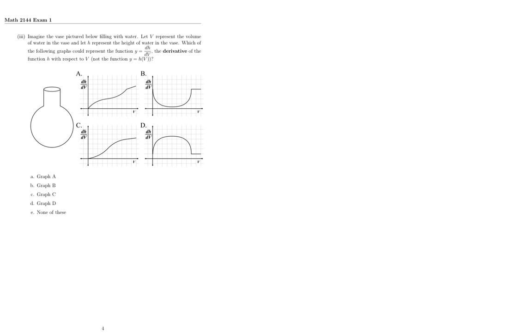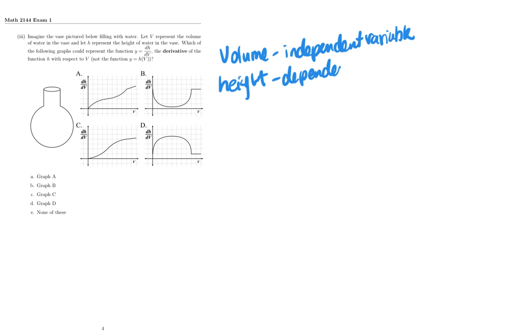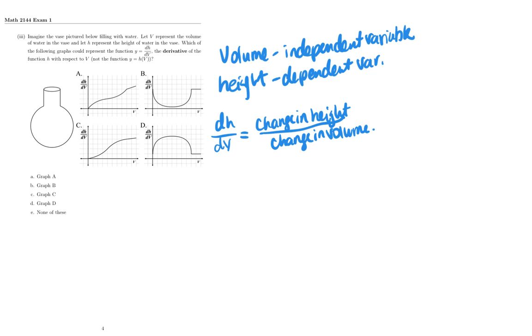So in this one, volume is my independent variable, and height is my dependent variable. So dH dV would be a change in height over some change in volume. So if I think about how the height is changing for fixed changes in volume.